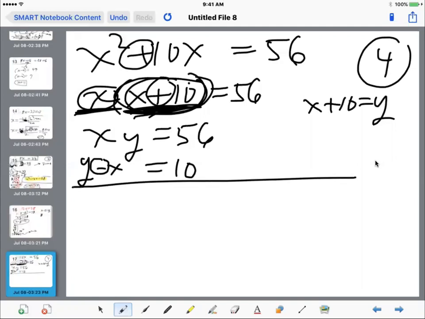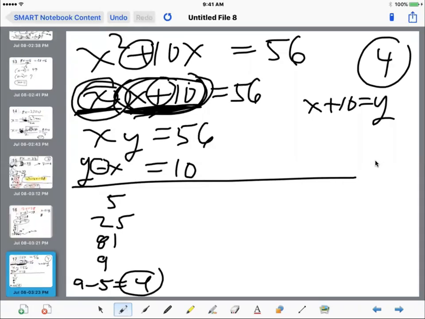So the way we complete the question is 10 over 2 is 5. 5 squared is 25. 25 plus 56 is 81. Square root of 81 is 9. And I have to do 9 plus 5 and 9 minus 5. I'm only going to do 9 minus 5 because the x is the smaller one. The x plus 10 is the bigger one. So it's only necessary to do the minus.